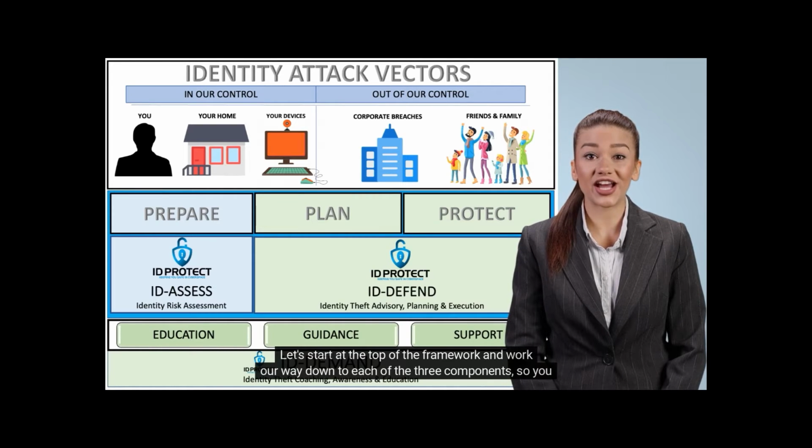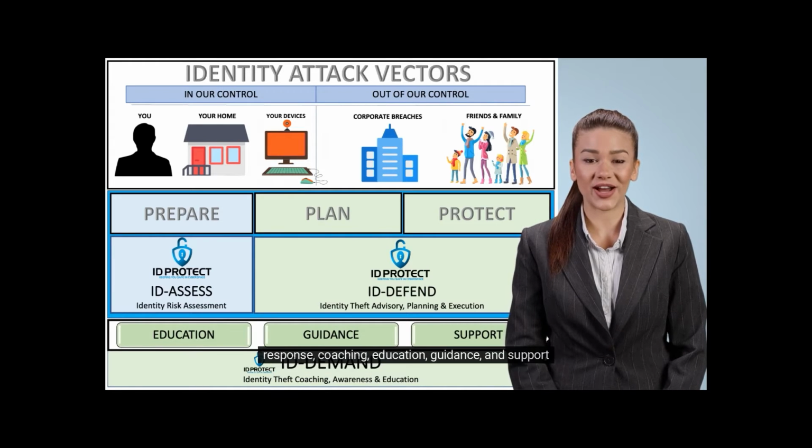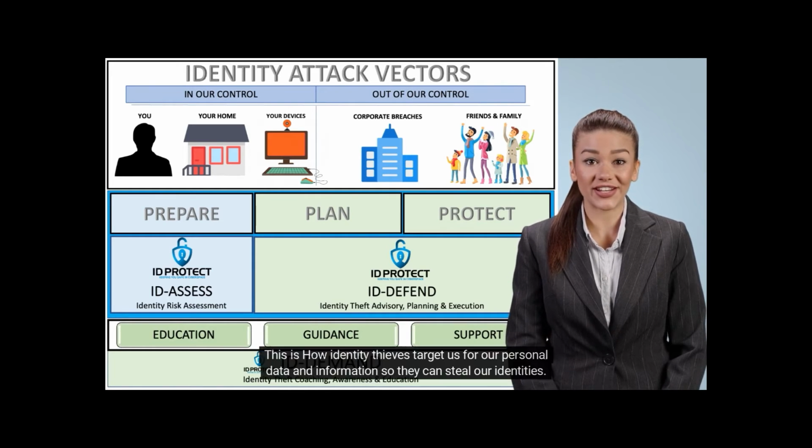Let's start at the top of the framework and work our way down to each of the 3 components, so you can understand how these layers work together to form a solid foundation of protection, detection, response, coaching, education, guidance, and support. At the top of the framework are identity attack vectors. This is how identity thieves target us for our personal data and information, so they can steal our identities.